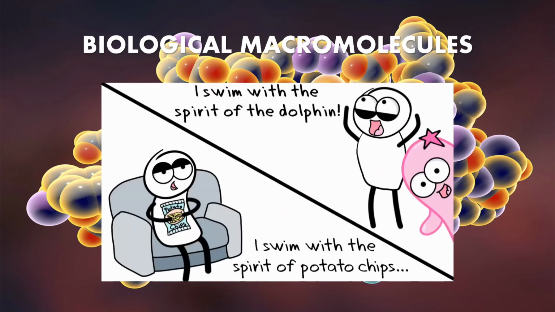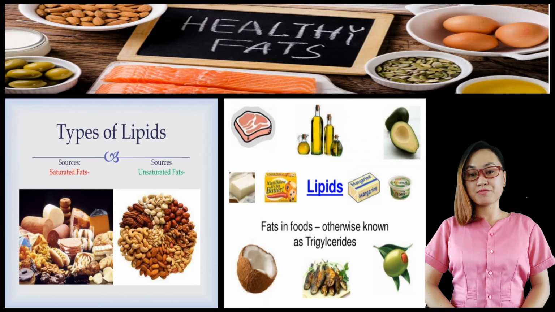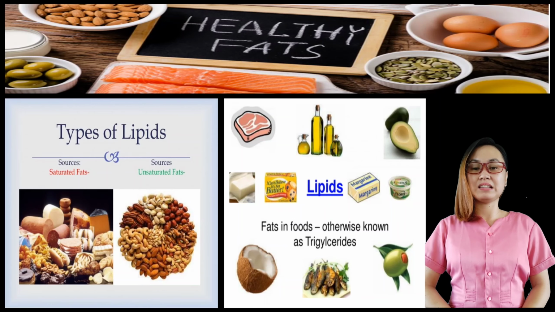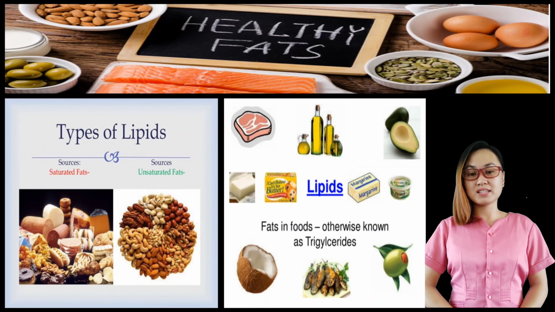Second, on our biological macromolecules is the lipids or the fat we found on food, otherwise known as triglycerides. Triglycerides or lipids is an important nutrient in our body, but excessive consumption of fats like trans fat and saturated fats can lead into heart diseases or obesity. Under lipids, we have good and bad fats.